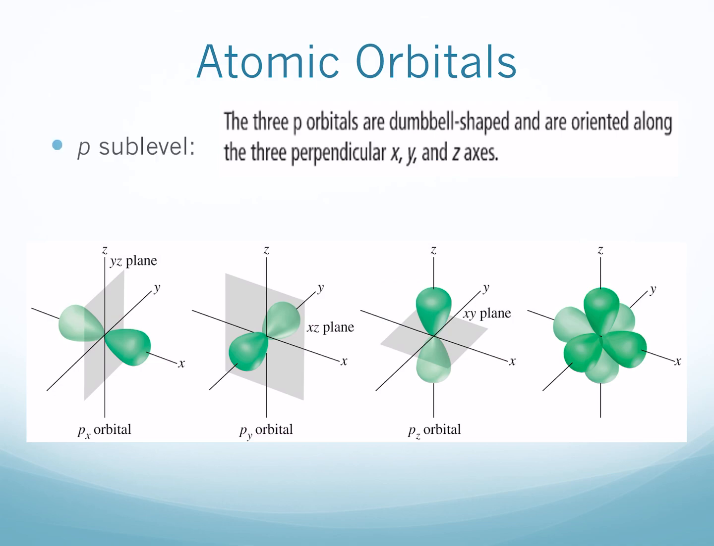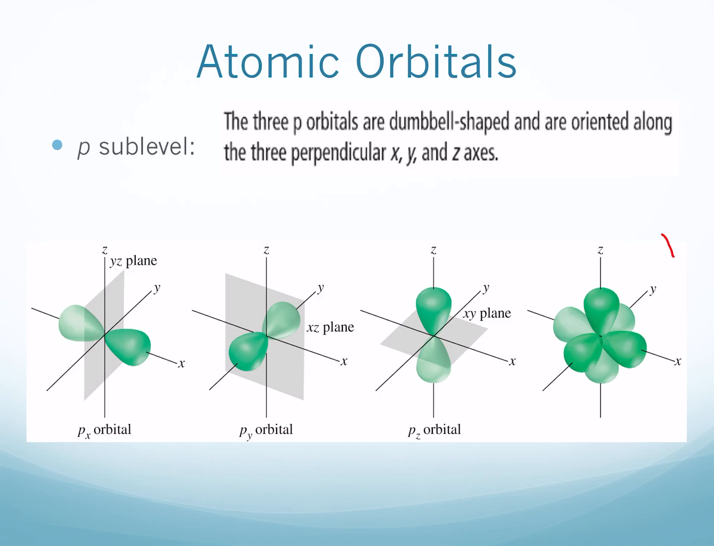So now we're moving on to p orbitals. There are 3 p orbitals. All p orbitals are what we call dumbbell shaped. The three p orbitals are oriented along each one of the axes. This first one is p sub x, and it's oriented along the x-axis. Then we have p sub y, which is oriented along the y-axis, and then p sub z, which is going up and down on the z-axis.